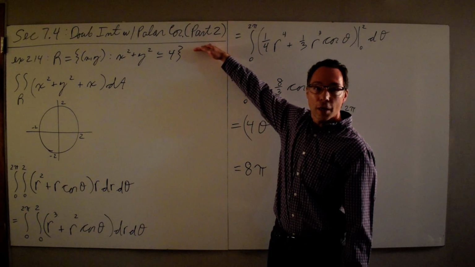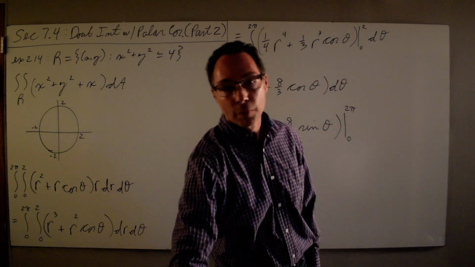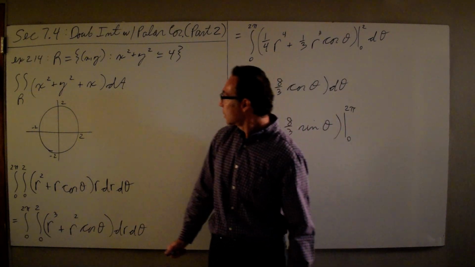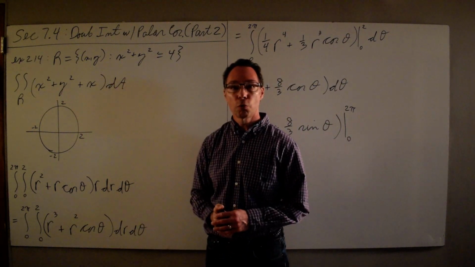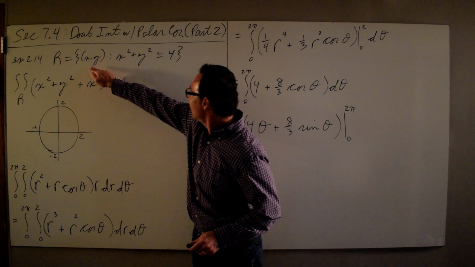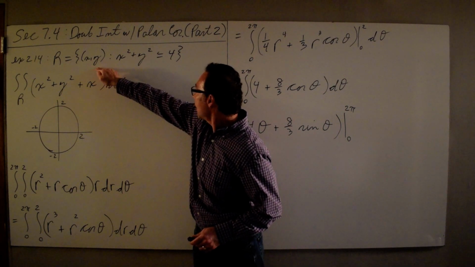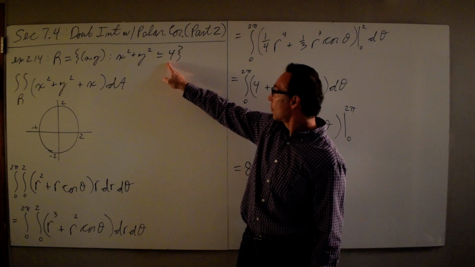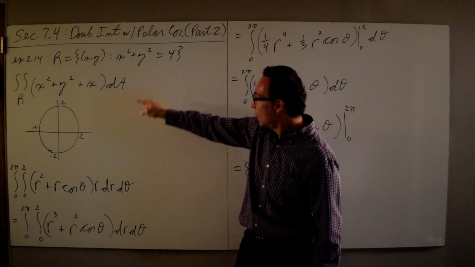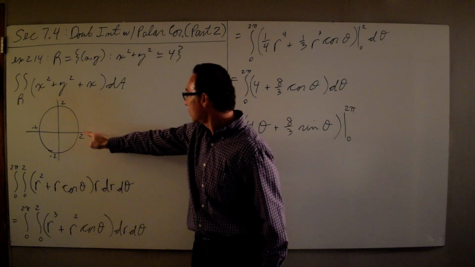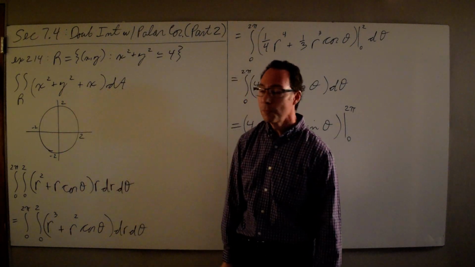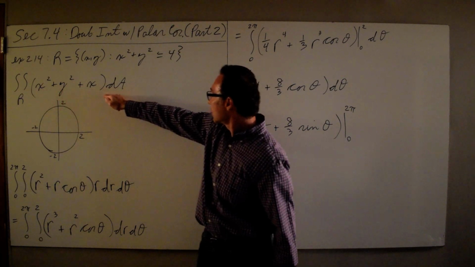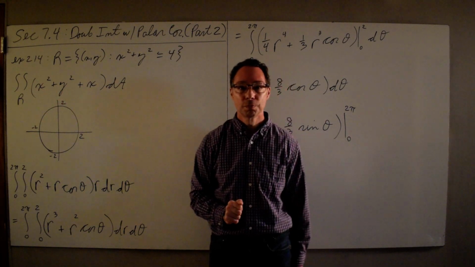This is a second video on section 7.4, double integrals using polar coordinates. And so here we're going to look at example 214. Our region is a set of pairs xy such that x squared plus y squared is less than or equal to 4. So that's just simply the region bounded by the circle centered at 0, 0 of radius 2. And then we're going to integrate our function x squared plus y squared plus x over that region.